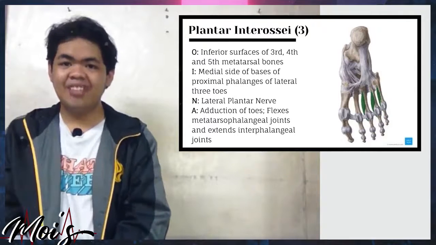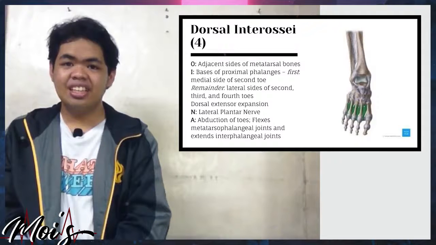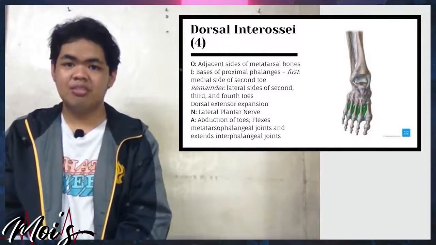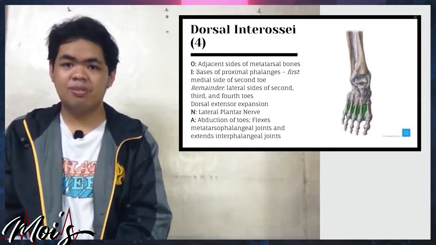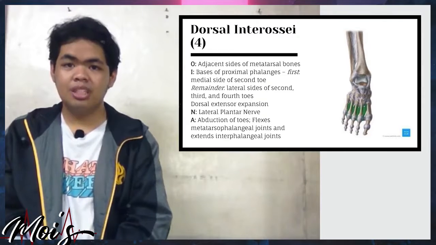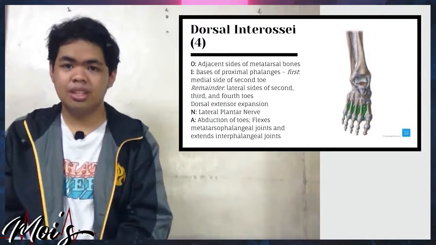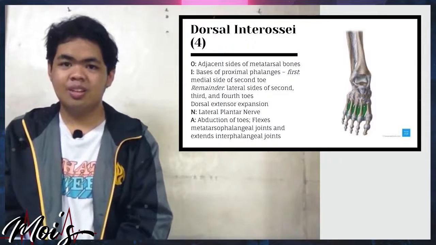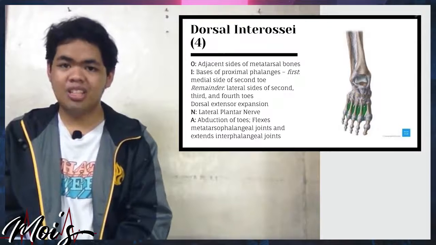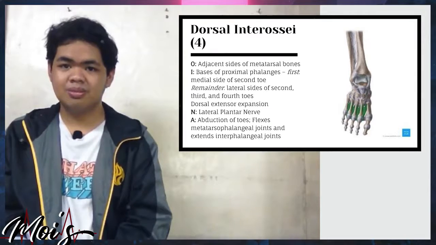And for the dorsal interossei, they originate at the adjacent sides of the metatarsals and insert at the lateral base of the proximal phalanx of the 2nd toe, the medial base of the proximal phalanx of the 2nd to 4th toes, and the extensor expansion of the 2nd to 4th toes. This muscle abducts the MTP and extends the DIP of the 2nd to 4th toes.